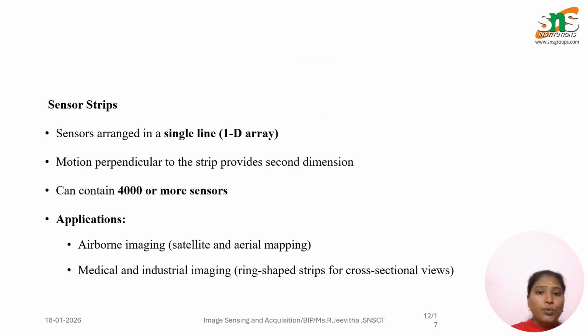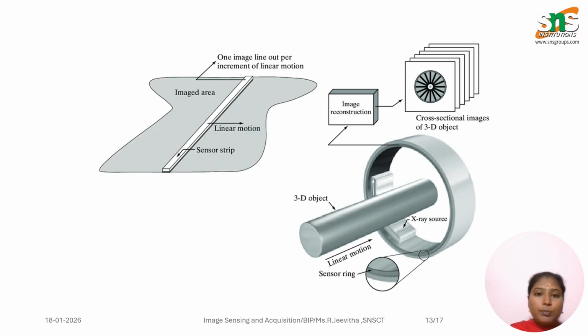Sensor strips use sensors arranged in a single line, forming a one-dimensional array. Motion perpendicular to the strip provides the second dimension, and such systems may contain thousands of sensors. This slide prepares us to move from linear sensing to the most commonly used modern sensing method, which is sensor arrays.